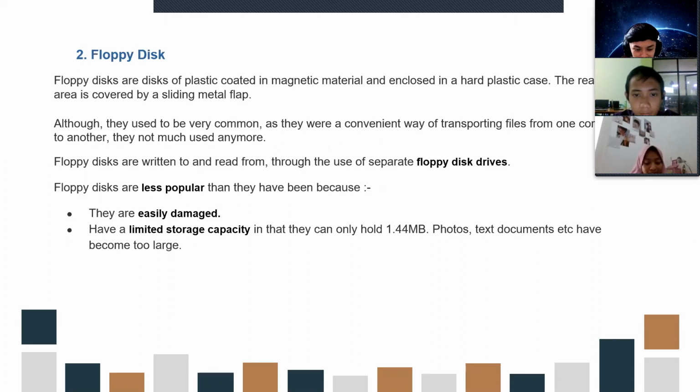Second, floppy disks. Floppy disks are disks of plastic coated in magnetic material and enclosed in a hard plastic case. The read or write area is covered by a sliding metal flap. Although they used to be very common, as they were a convenient way of transporting files from one computer to another, they are not much used anymore. Floppy disks are written to and read from using a separate floppy disk drive.